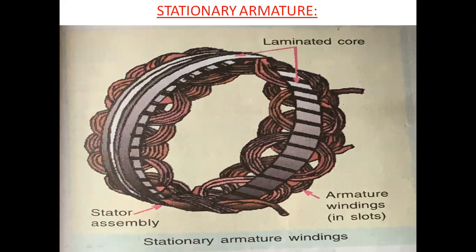The first advantage is the output current can be led directly from the fixed terminals on the stator to the load circuit without passing through brush contacts. Actually in DC machines, the brushes carry the current, and from the armature the current is supplied to the load through the brushes, right? As the armature is rotating, there is no possibility of transferring current without brushes.